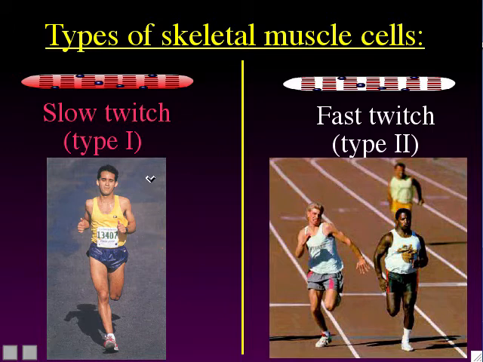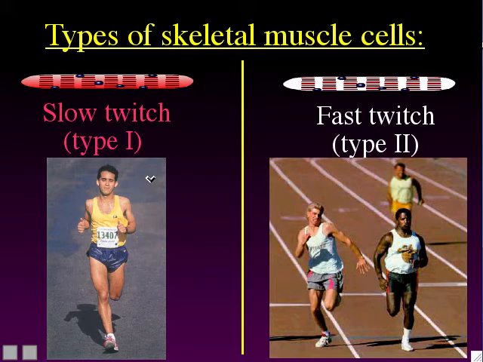Yeah, so any sort of super fast explosive movement of your body, like sprinting or punching, you're using your fast twitch skeletal muscle cells, and any more slower and repetitive motions of your body, like jogging, you're using your slow twitch skeletal muscle fibers.